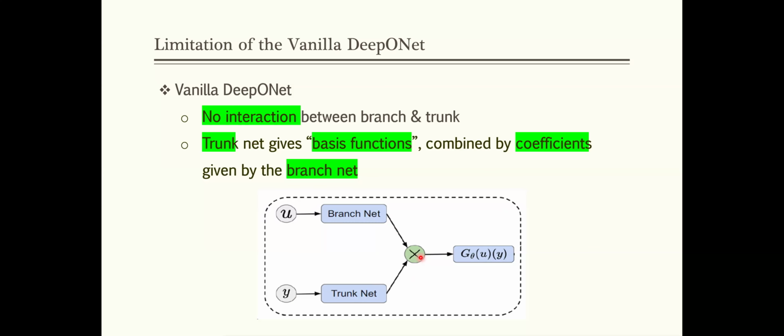This design of vanilla DeepONet is elegant and simple. So training the vanilla DeepONet is super efficient, but it is also somewhat limited. There is no deep interaction between the branch and trunk features, and this would restrict how expressive the model could be.